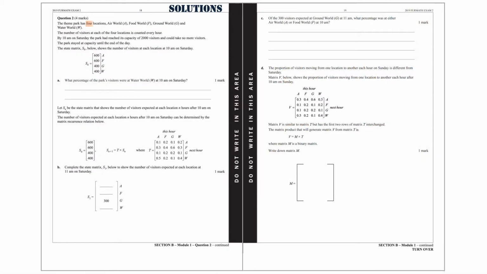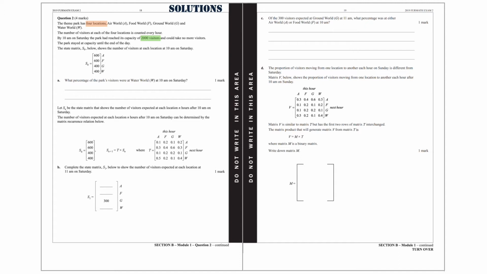Question 2. The theme park has 4 locations, Air World, Food World, Ground World, and Water World. The number of visitors at each of the 4 locations is counted every hour. By 10 a.m. on Saturday, the park had reached its capacity of 2,000 visitors and could take no more visitors. The park stayed at capacity until the end of the day.